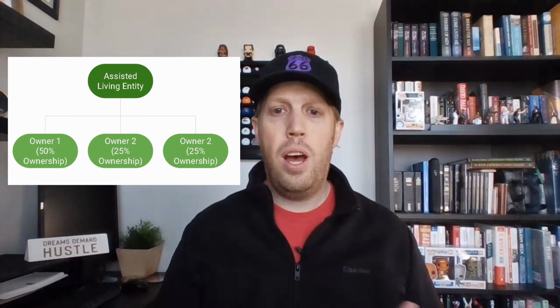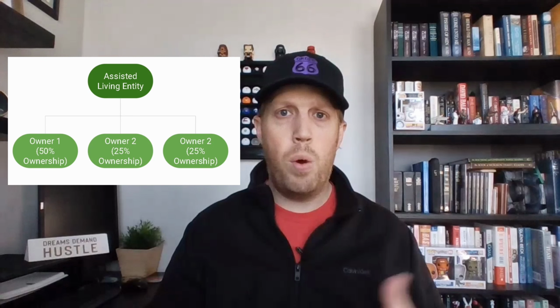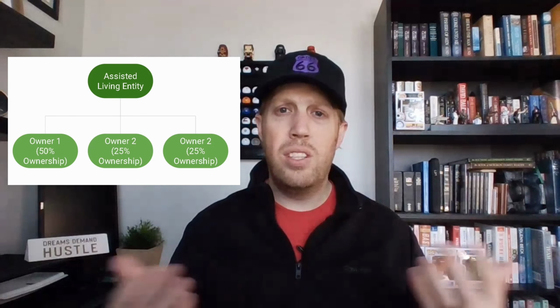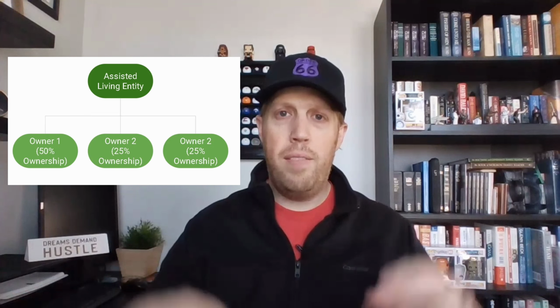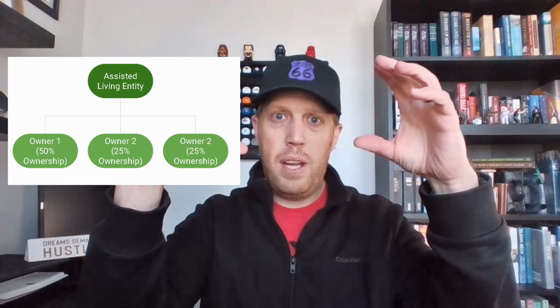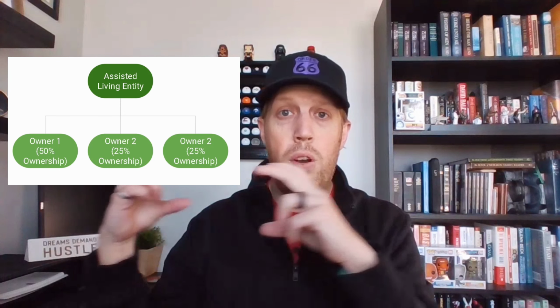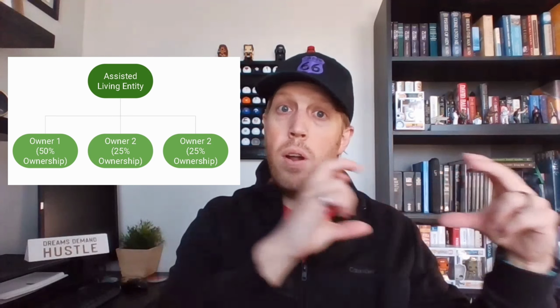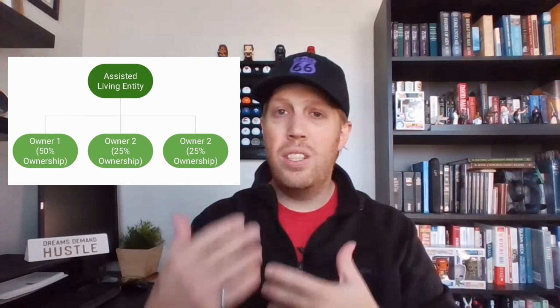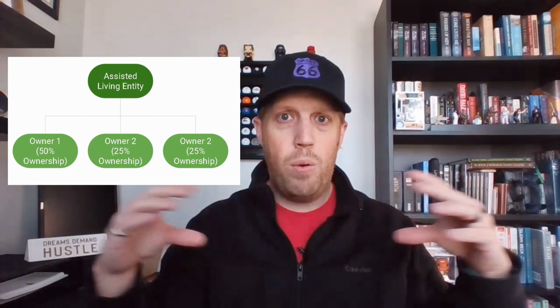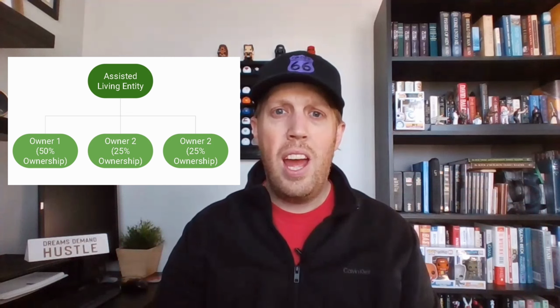Let's use an example now where you have three owners. Let's say that one owner has 50% ownership and the other two owners have 25% ownership each. So this is what that's going to look like. You're going to have your entity up there at the top, your assisted living entity. Owner number one is going to have the 50% ownership. Owner number two is going to have 25%, and owner number three is going to have 25%. You can adjust those numbers very easily to match your needs. You can add different owners and how much percentage they own.